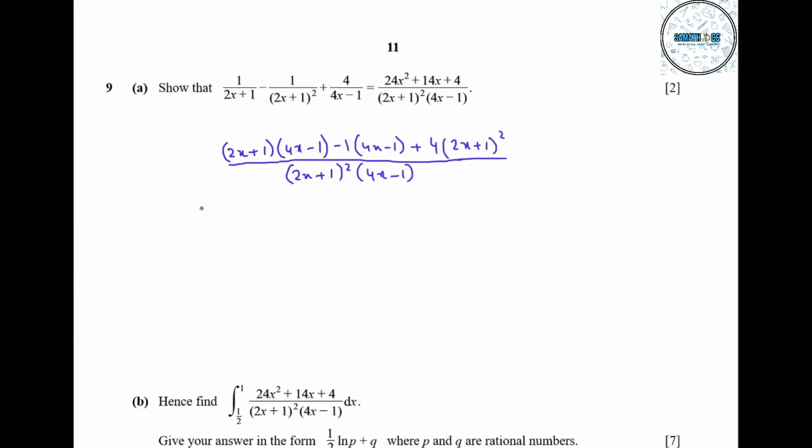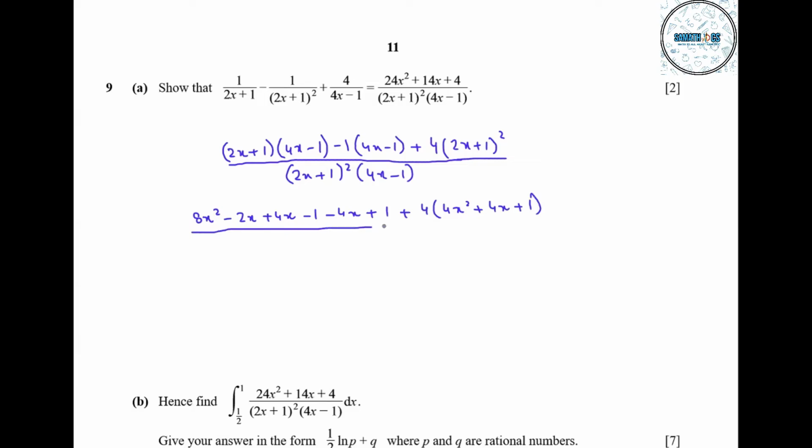When we expand these two, we get 2x into 4x, it is 8x square. 2x into minus 1, it is minus 2x. Plus 1 into 4x, plus 4x. Plus 1 into minus 1, it is minus 1. Minus 1 multiplied by 4x is minus 4x. Minus 1 multiplied by minus 1 is plus 1. Plus 4 into, we will expand it using the identity. We'll take the square of 2x, it is 4x squared. We'll multiply 2x by 1 and then by 2, so it will be 4x, plus square of 1, which is 1.